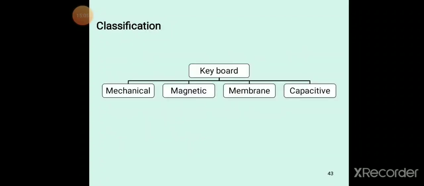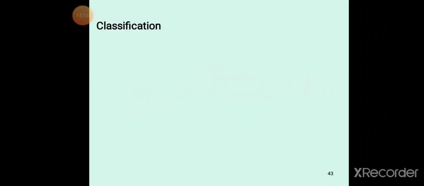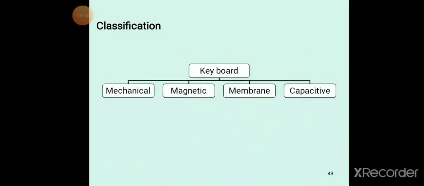Now we are going to discuss the keyboard switches. Where are we using the keyboard switches? Generally the keyboard switches are used in computer keyboards, laptops and calculators. Wherever you are using keyboards, we use these types of switches.